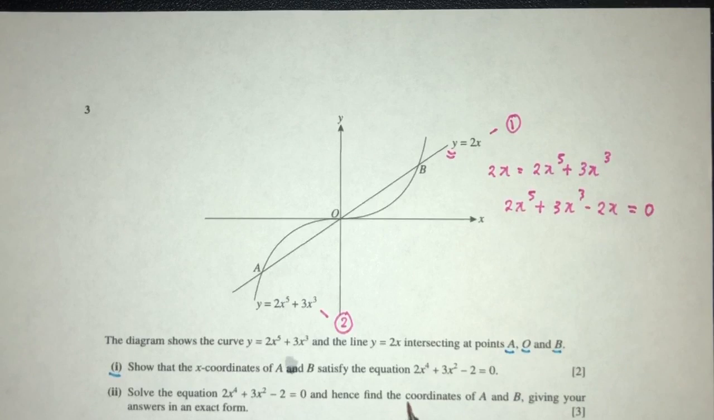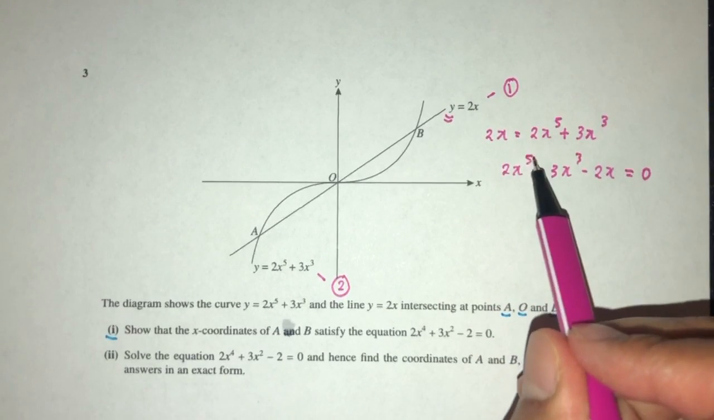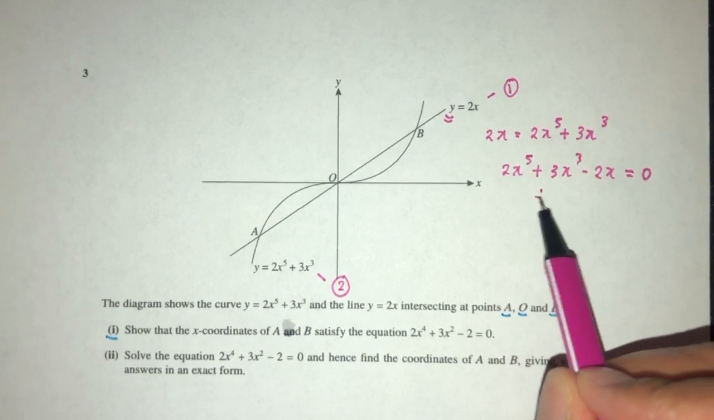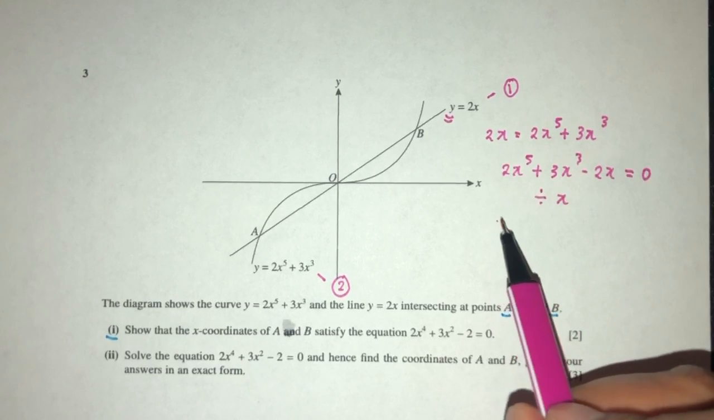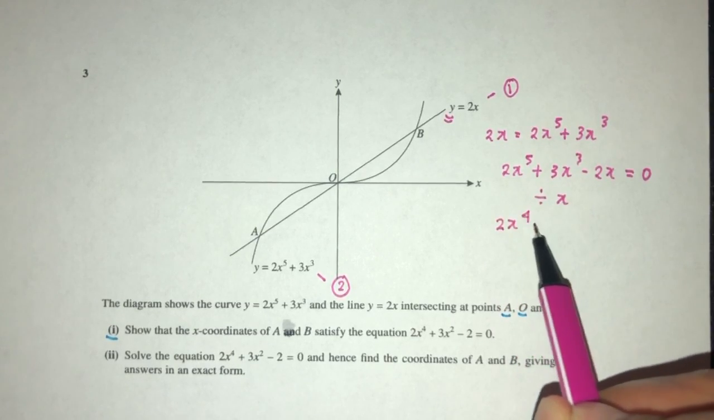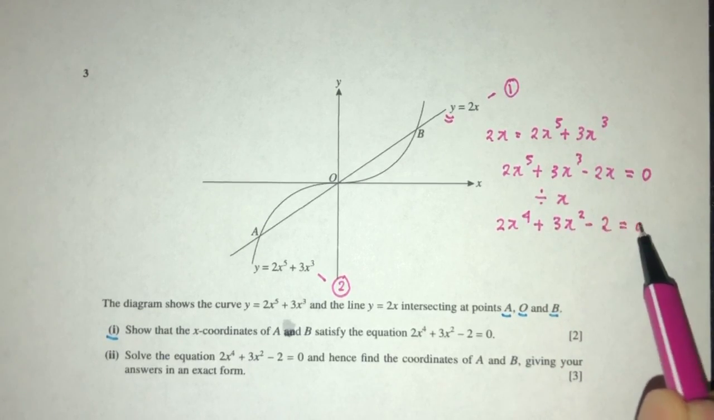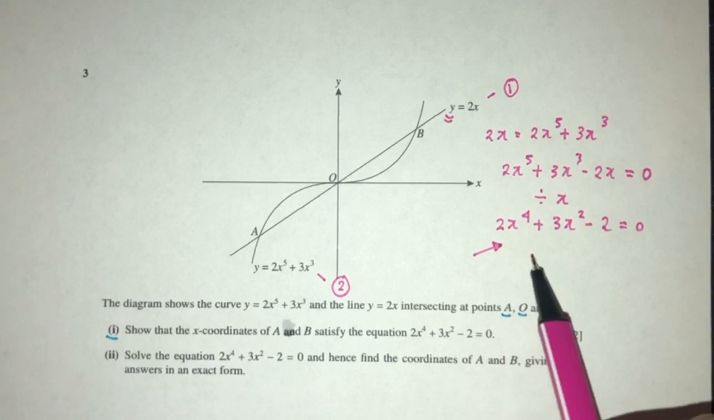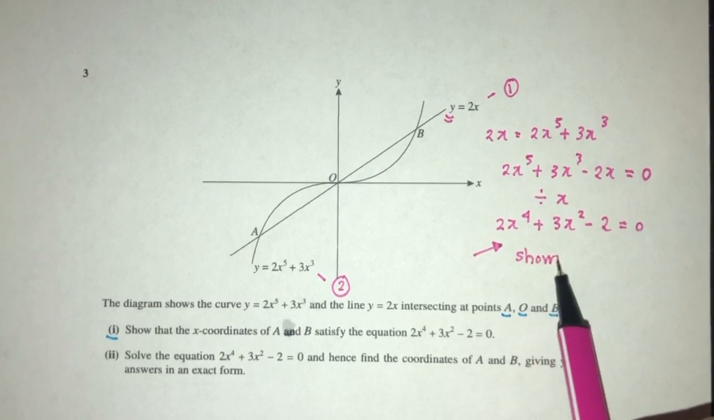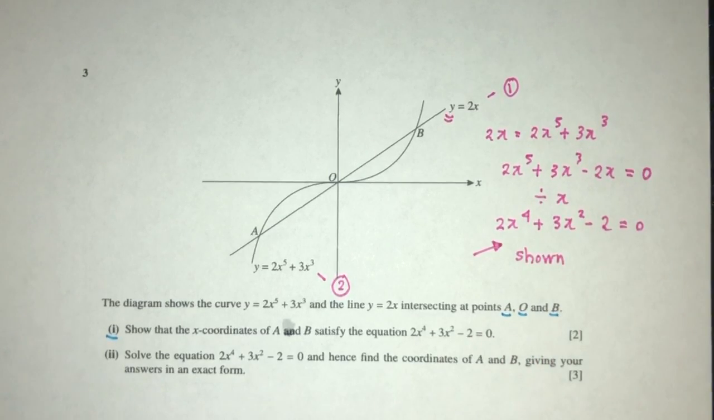And this is right here. We have x power 5, x power 3, x, we can divide by x everywhere. That will be 2x power 4 plus 3x squared minus 2. And this is shown as required.